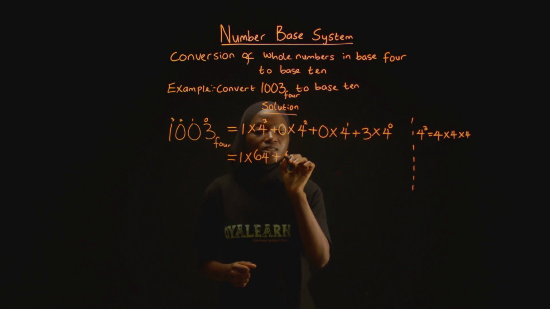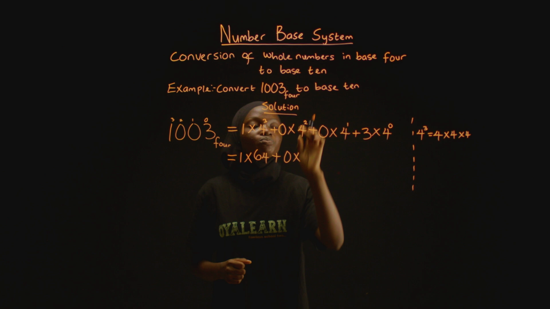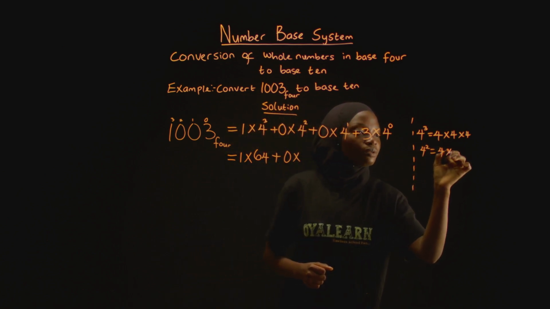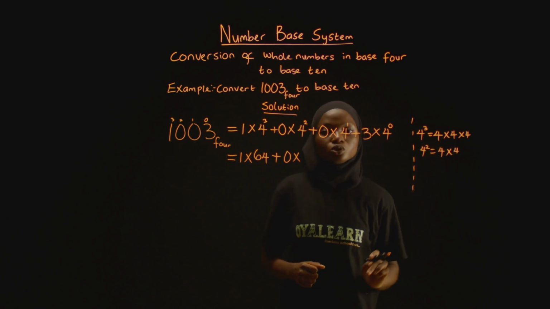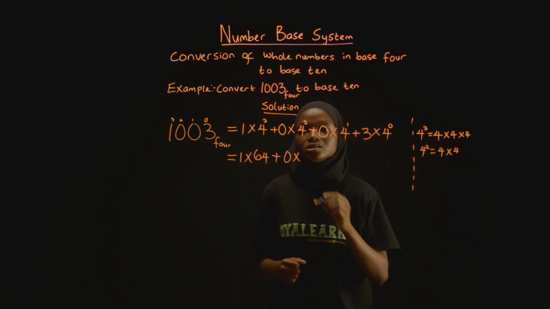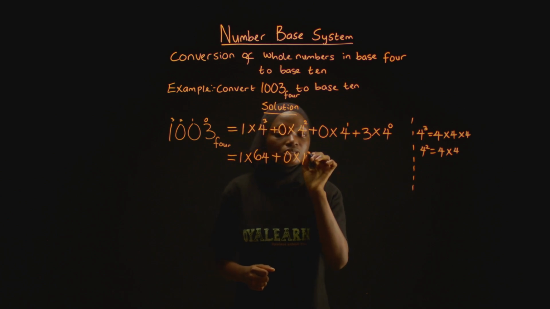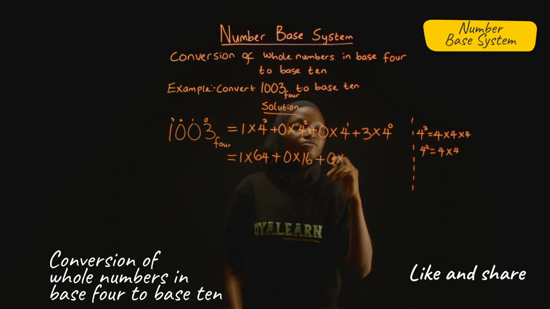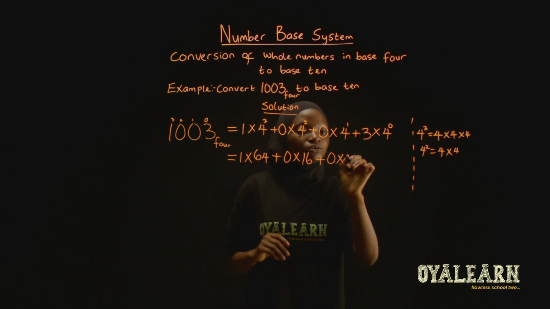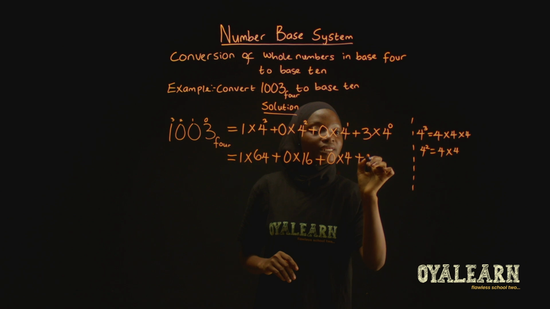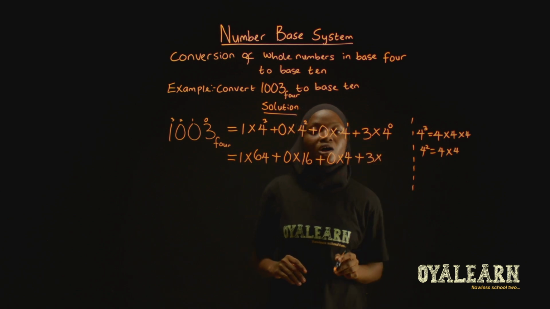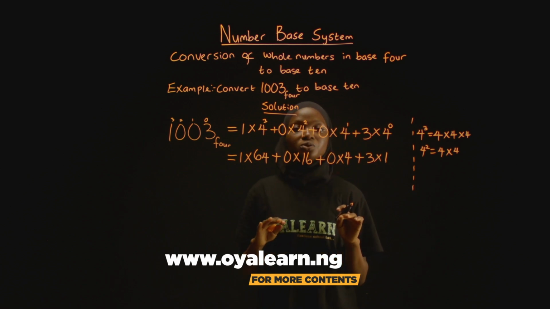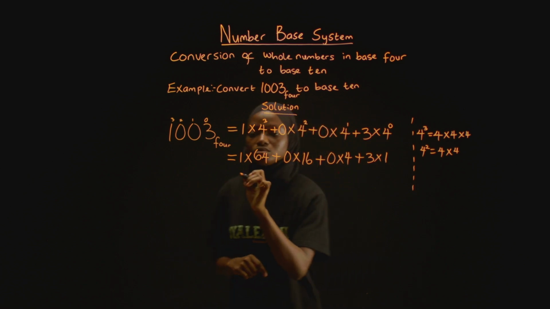Plus 0 multiplied by 4 raised to the power of 2. That means 4 multiplied by 4. 1, 2. 2 places. 4 times 4 here is 16. So 4 raised to the power of 2 is 16. Plus 0 multiplied by 4 raised to the power of 1. That's just 4. Plus 3 times 4 raised to the power of 0. 1. And it is 1 because anything raised to the power of 0 will give us 1.